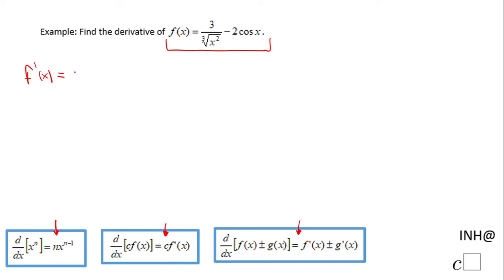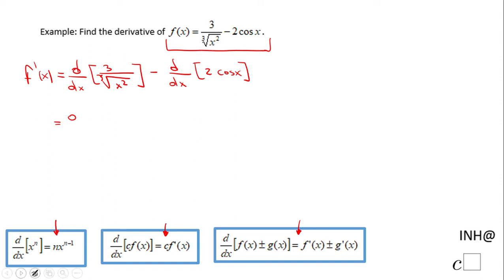And for that reason, I'm going to have f prime of x equals the derivative with respect to x of 3 over the cubic root of x squared, minus the derivative with respect to x of 2 cosine x. For the first part, I'm going to use first the constant multiple rule, which allows me to bring the 3 up front, and inside of the parentheses the derivative with respect to x. I'm going to change that expression into a form with a rational exponent, and that will be negative 2 over 3, using the laws of exponents.